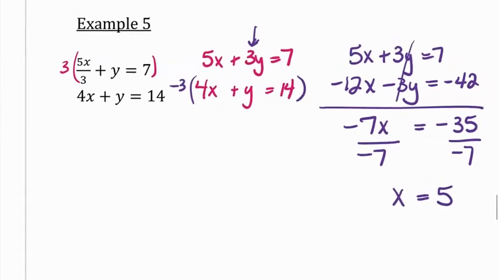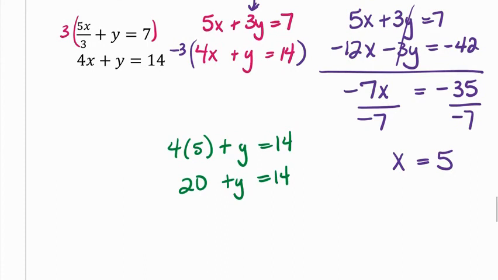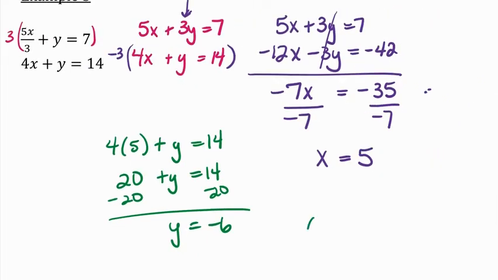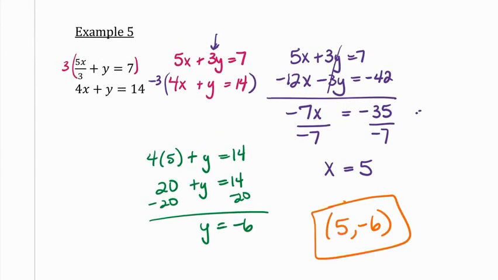Ta-da! Again, if you don't want to mess with the fraction, plug it into the one where there isn't a fraction. Then you don't have to deal with it. We get 4x plus y equals 14, but x is 5, so 20 plus y. We're going to subtract 20 on each side. We get y equals -6. So our ordered pair there is (5, -6). Okay. Kind of getting the hang of it, hopefully, if you've watched this many examples.